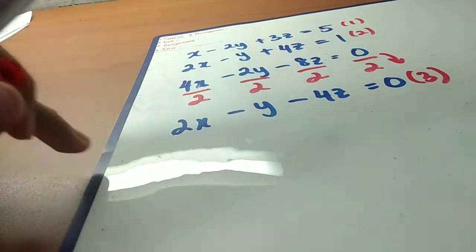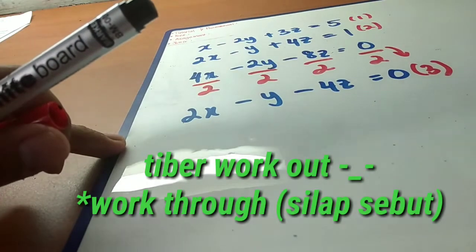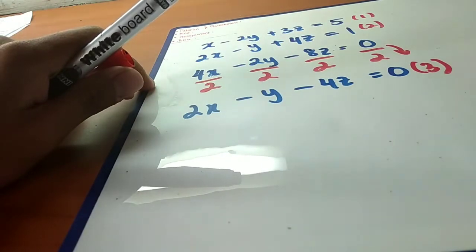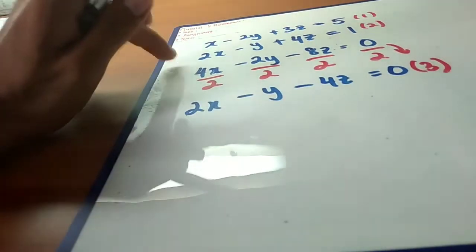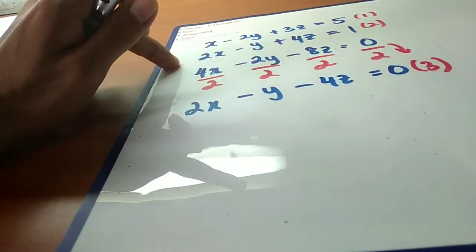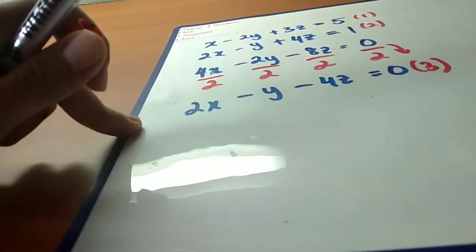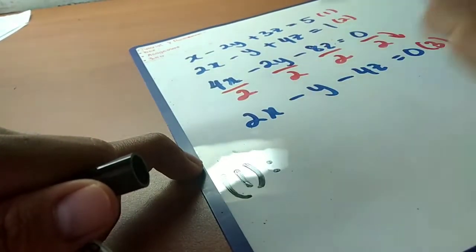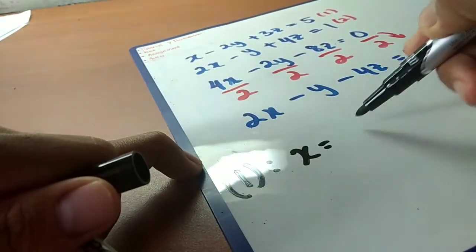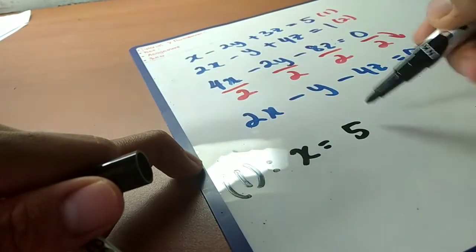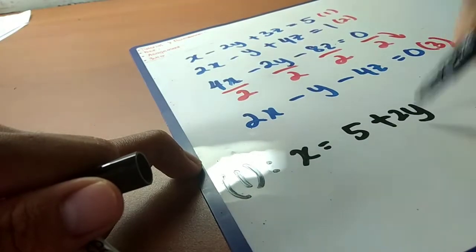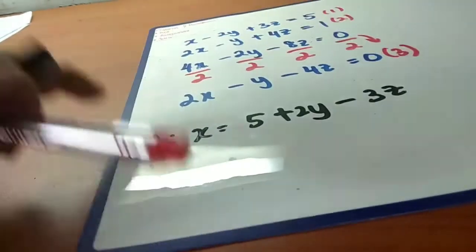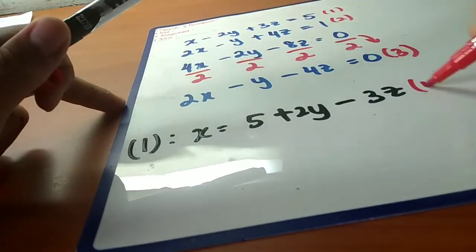Now we can work out these equations, because we have done the first step. Let's make x the subject of the formula from equation 1. You can either choose y as the subject from equation 2, or even from equation 3. But let's choose equation 1. From 1, x equals 5, and then we add 2y to both sides, and then subtract 3z from both sides. So far so good. And then we label this as equation 4.